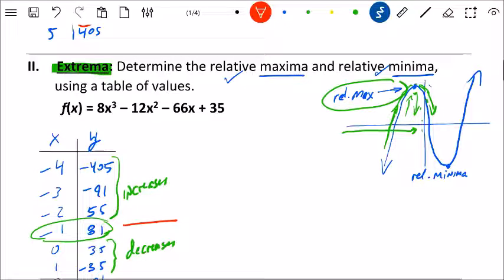So what I'm going to say is relative maximum is the point -1, 81.